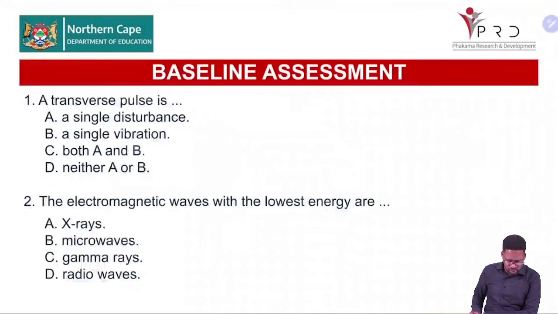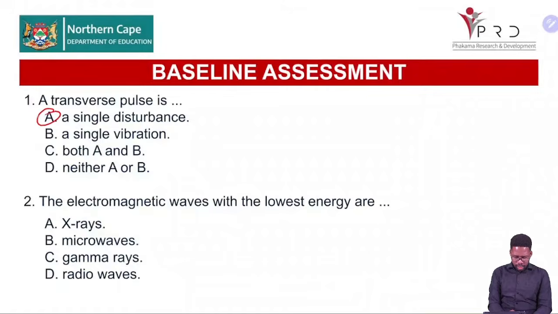Number 1, a transverse pulse is: A, a single disturbance; B, a single vibration; C, both A and B; D, neither A nor B. You can tell that C and D are obvious distractors, and then we are left with A and B. A is a single disturbance, B is a single vibration, and the most correct answer would be A. So number 1, the correct answer is A.